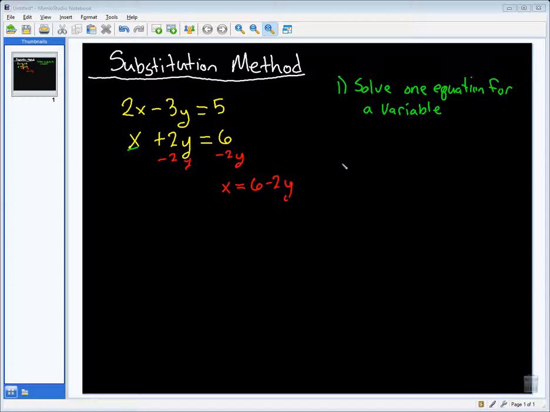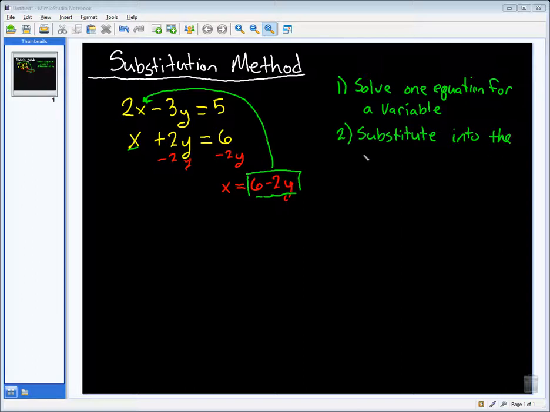Once I have the equation solved for one variable, the second thing I need to do is the substitution. I'm going to substitute in my x, or my 6 minus 2y goes in for the x. Now, I'm going to put this whole thing into the other equation up here where x is. So the key is you have to make sure that you put it into the other equation.